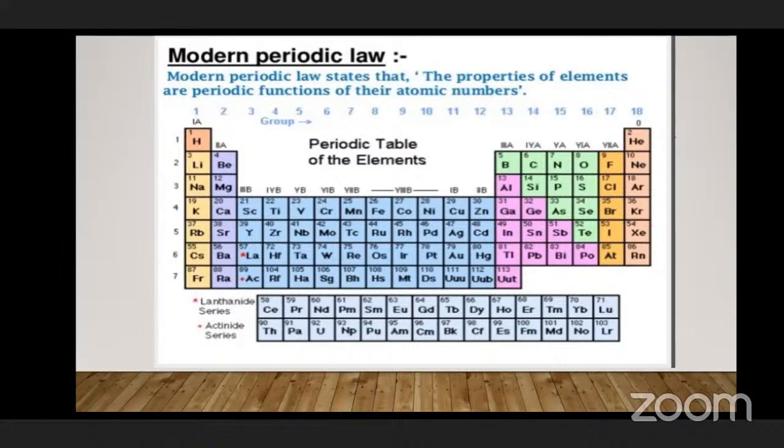After 57, in increasing order of the periodic table, we need to get 58. There is no 58 in that place. Where is it? At the bottom of the periodic table, there is a separate series, the lanthanide series, from 58 to 71, that is from cerium to lutetium. Those elements are also taken into consideration as the sixth period elements.